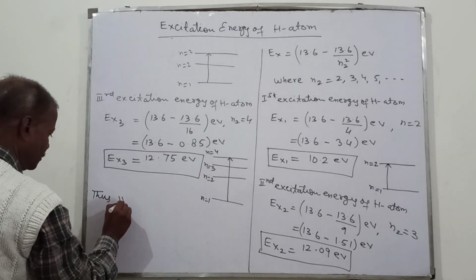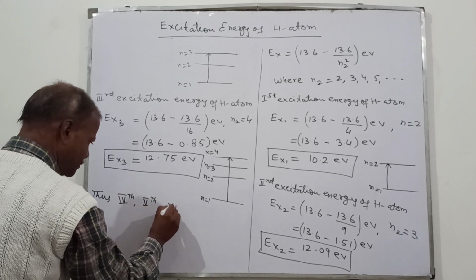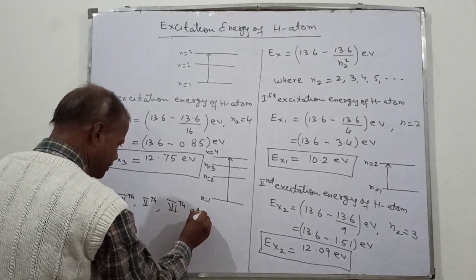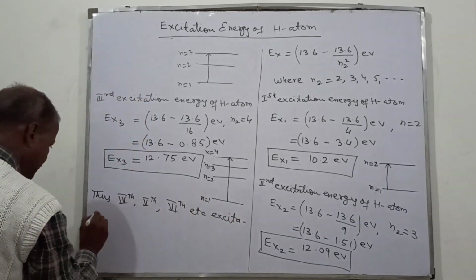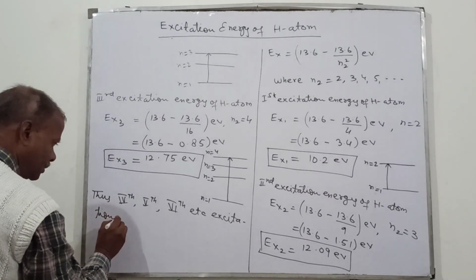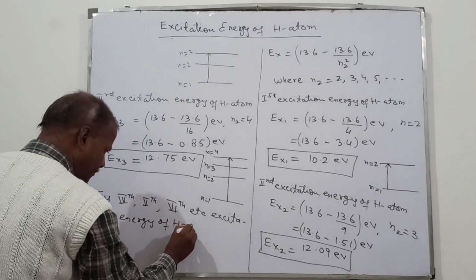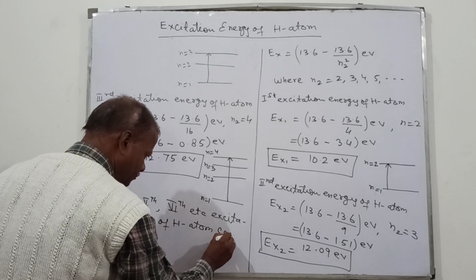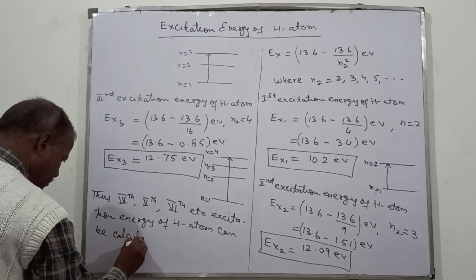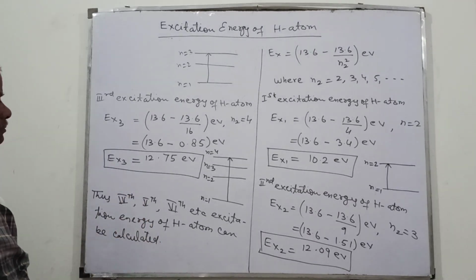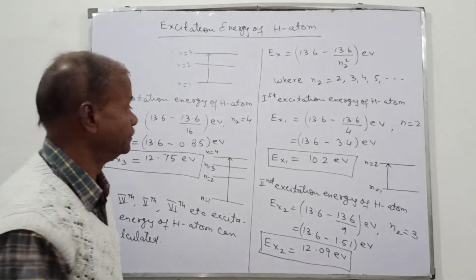Thus, the fourth, fifth, sixth, etc. excitation energy of hydrogen atom can be calculated. Now if we want to show this in the diagram, how do we find it?